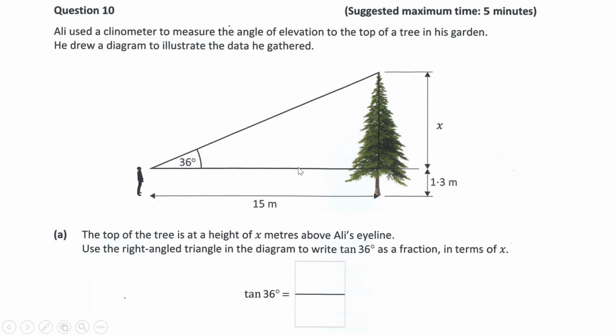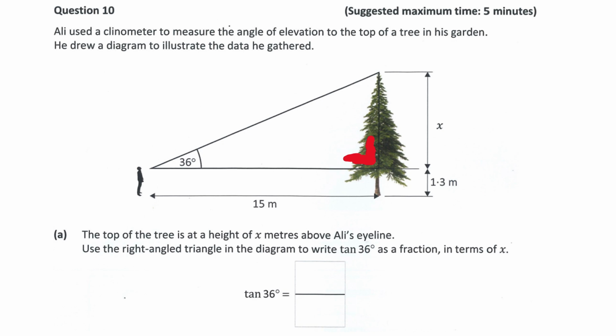I hope you're spotting a right angle triangle in there. We won't be able to do these questions otherwise. So the top of the tree is at a height of X meters above Ali's eye line. Use the right angle triangle in the diagram. Not that easy to see it, but it is there. Write tan of 36 as a fraction in terms of X. So what I did here, first of all, spot the right angle in there.